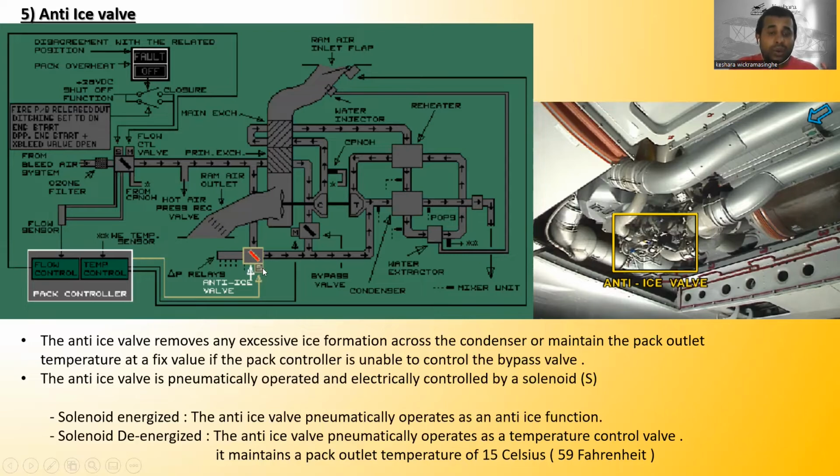So if the anti-ice solenoid valve is energized, it acts pneumatically as an anti-ice function. And if the solenoid is de-energized, then the anti-ice valve pneumatically operates as a temperature control valve, right? It maintains a pack outlet temperature of 15 Celsius. All right, so here you can see the anti-ice valve over there, right? I think you cannot see clearly, but just remember it is situated over there, right?